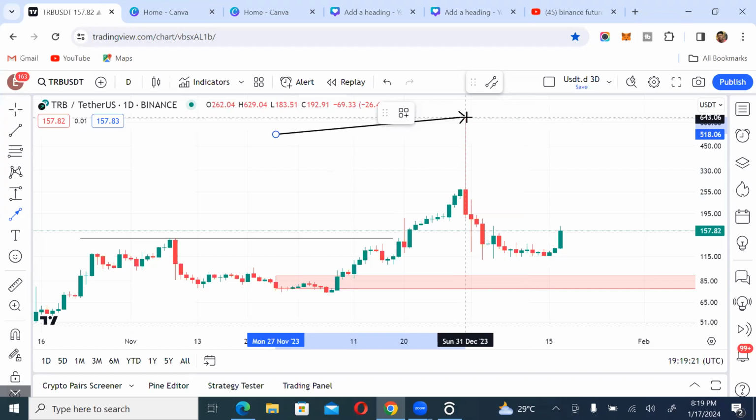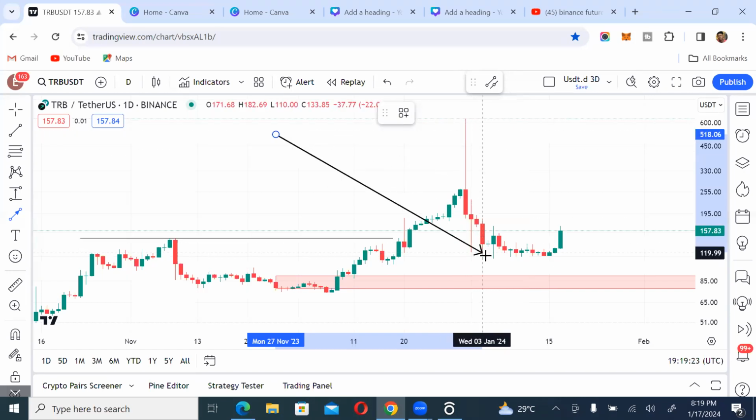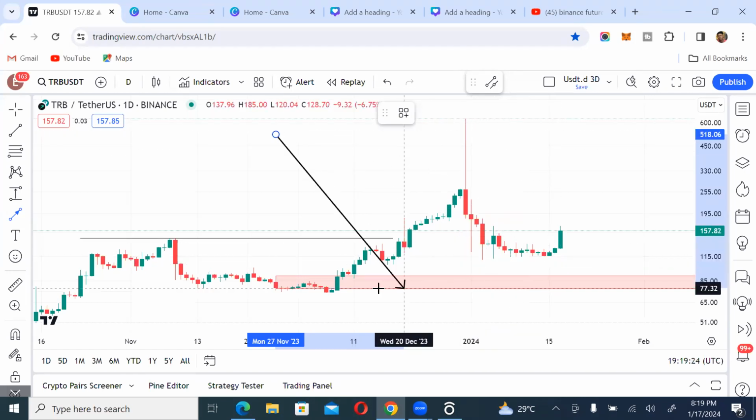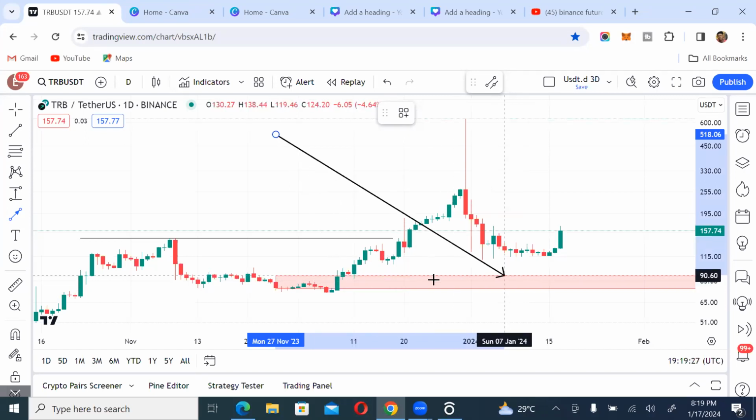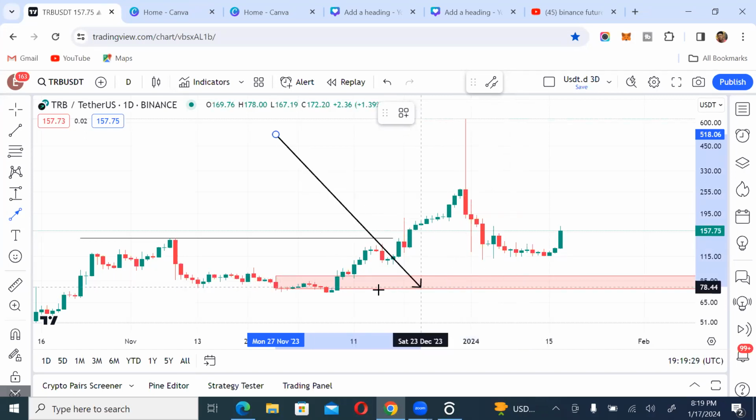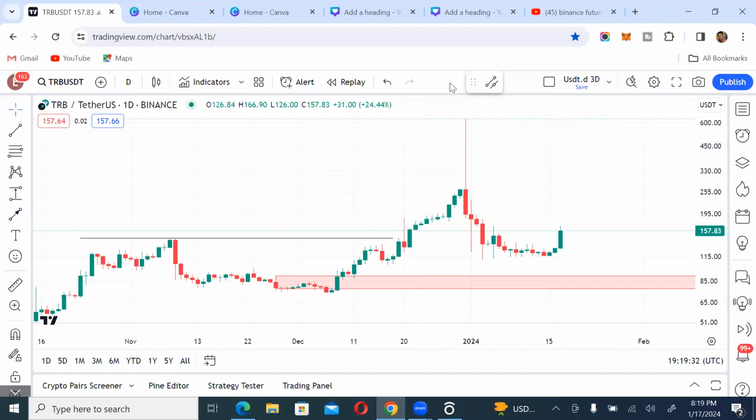This is called an impulsive move. It moved from this top to this bottom, but it did not come back to touch our order block. This is our order block here. It did not touch it at the bottom there. Price did not touch the order block. Now, look at this.